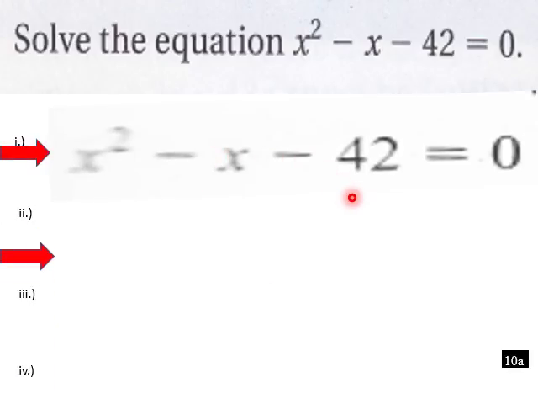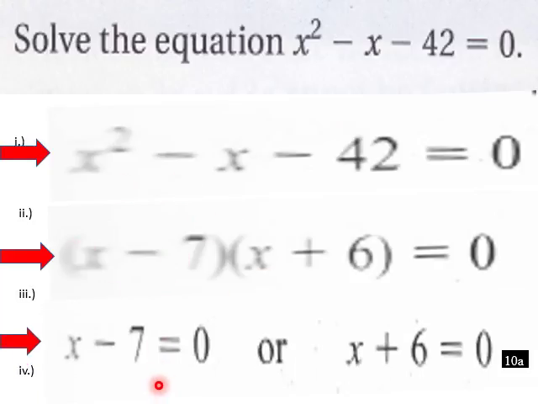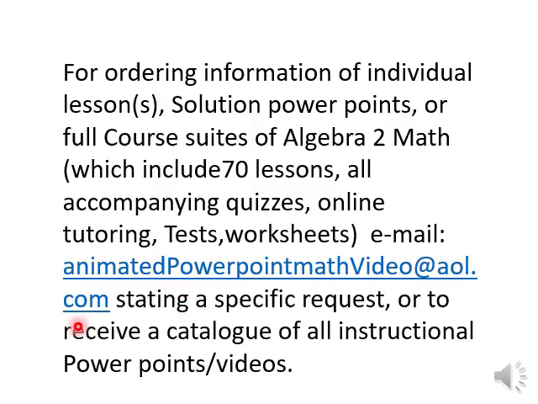So x squared minus x minus 42, what are the possible factors? Negative 7 times 6 would be negative 42, and negative 7 plus 6 would be negative 1, so that's how we get the factoring for this trinomial. By using our zero product property, x minus 7 equals 0 or x plus 6 equals 0, so we get two solutions there. And that is lesson 1.3.